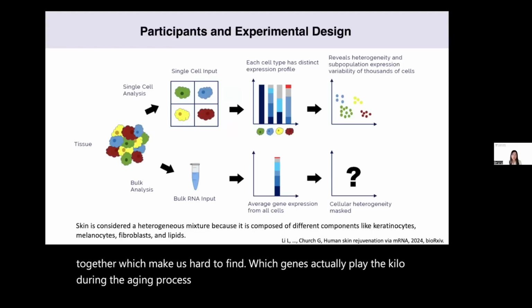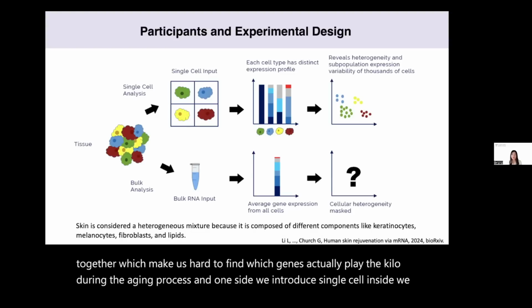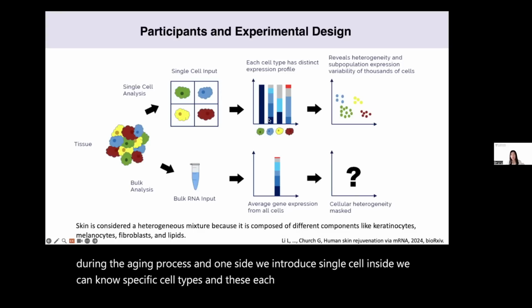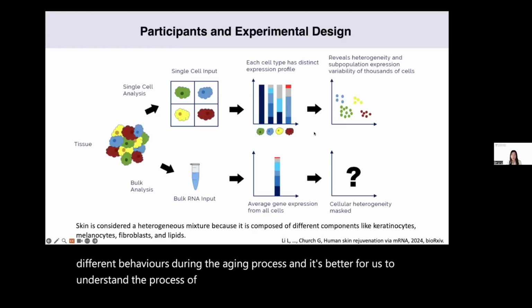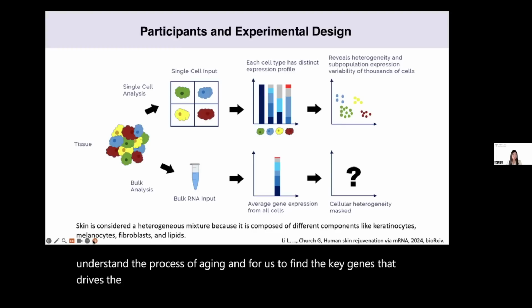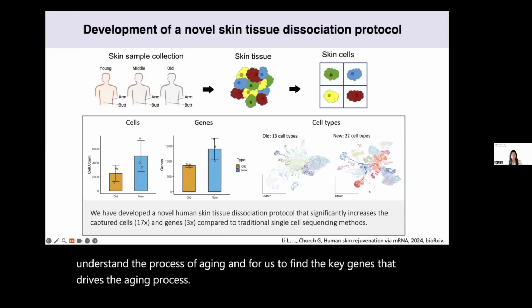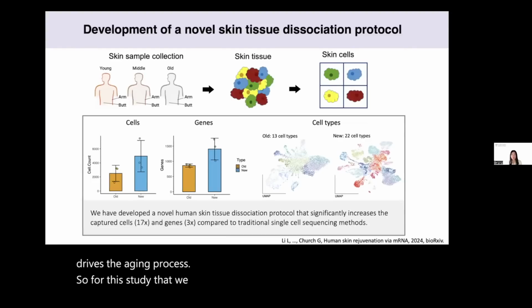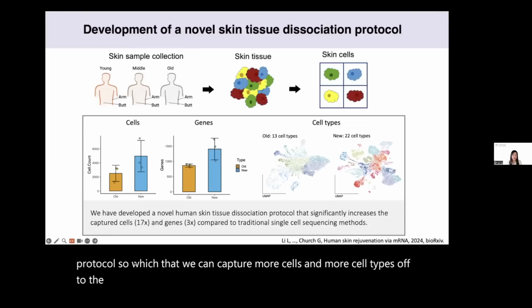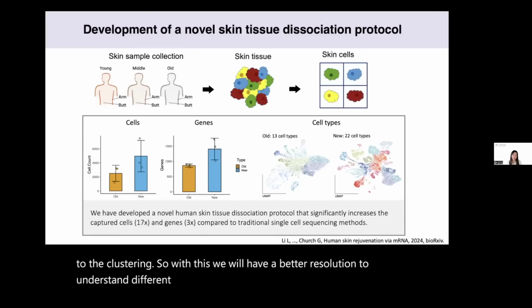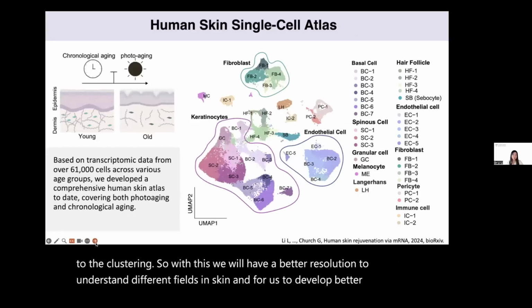Once we introduce single cell insight, we can know specific cell types, and each cell type will have different behaviors during the aging process. It's better for us to understand the process of aging and to find the key genes that drive the aging process. For this study, we developed our own skin tissue dissociation protocol, so that we can capture more cells and more cell types after the clustering. With this, we will have a better resolution to understand the different cells in skin and to develop better treatment.